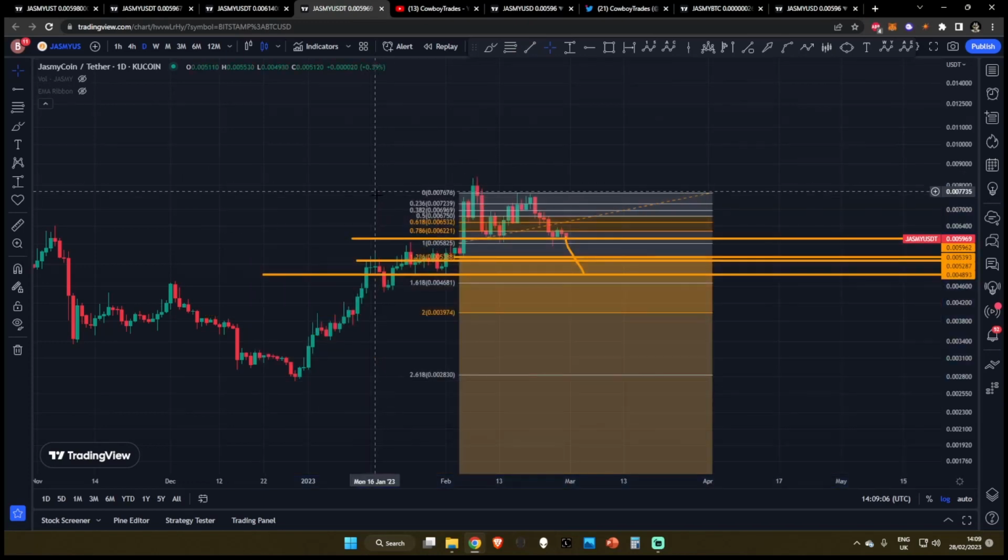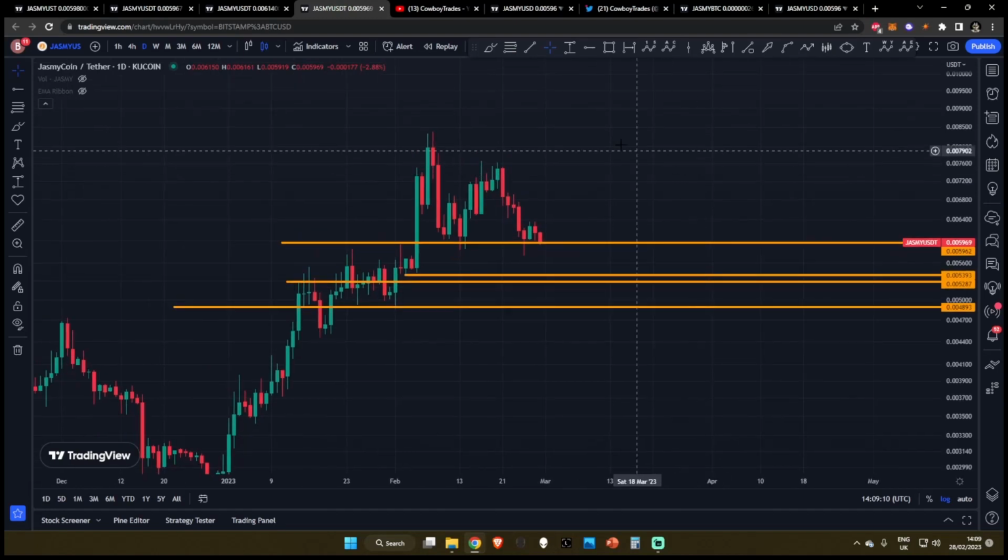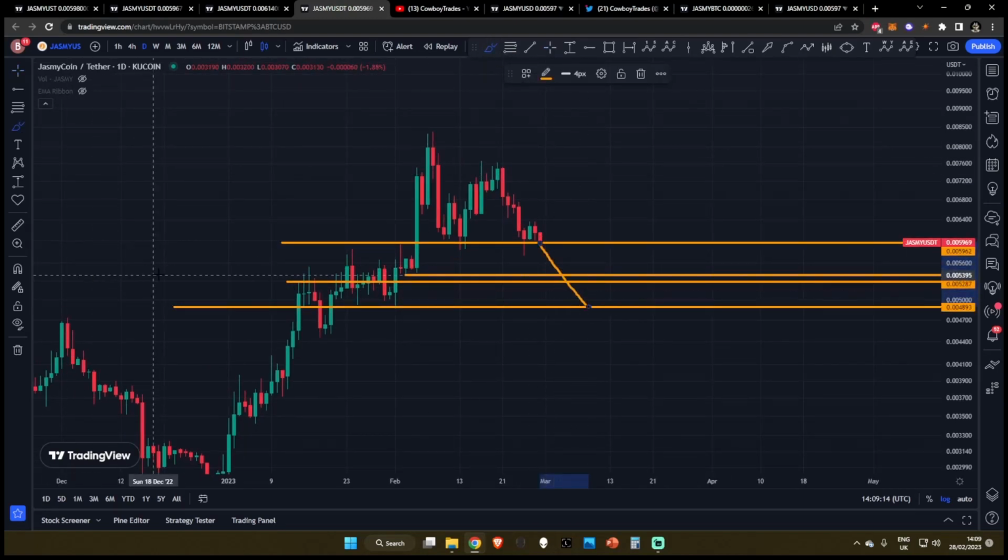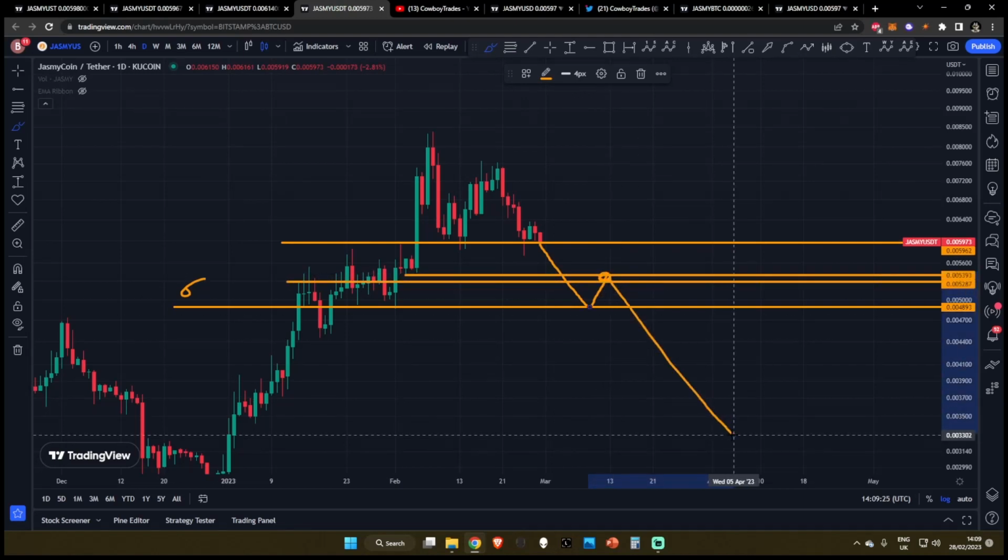So if I clear up the chart, these are really the levels that I've got my eyes on, and this is the most likely scenario to play out in my opinion. I think we're going to come down to this macro 618 fib, and then I think we're going to come potentially back up to these two Fibonacci levels right here, solidify another lower high, and then start to move back down to the downside.